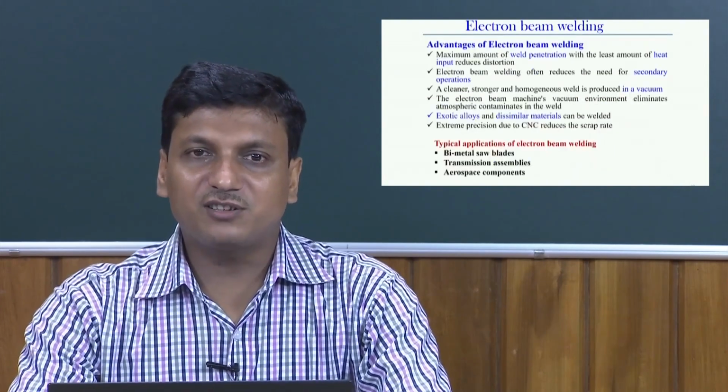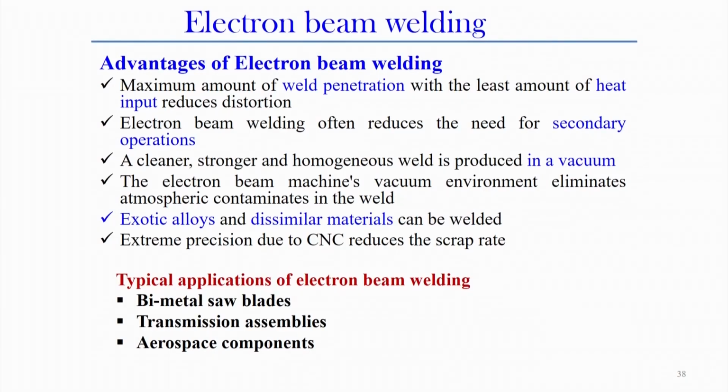Now, what are the typical advantages of the electron beam welding process? The advantage is that the maximum amount of weld penetration is achieved with the least amount of heat input, and that helps to reduce the distortion. So, between the laser and electron beam, the electron beam welding is the more preferred, but the limitation is that it is costly as compared to the laser welding process. Second point is that the electron beam welding process may not always need a secondary operation.